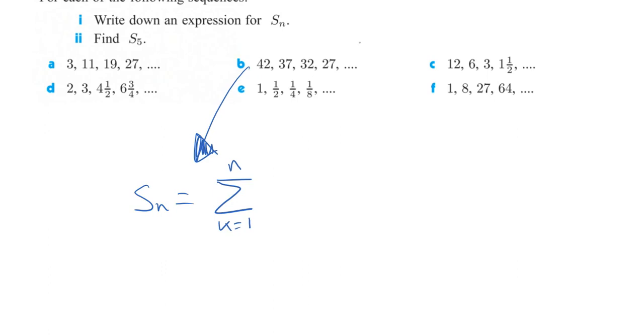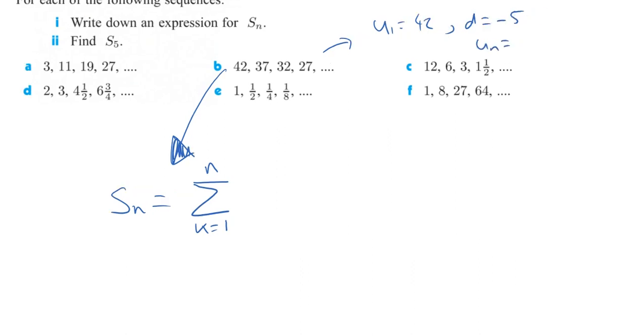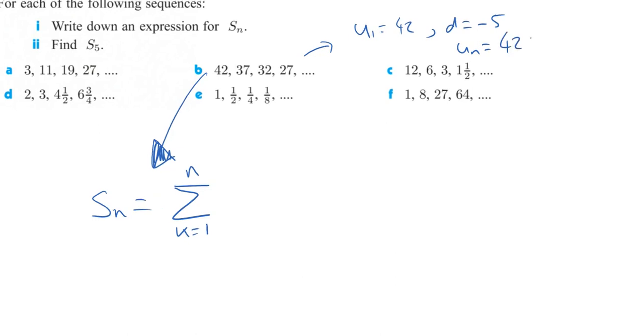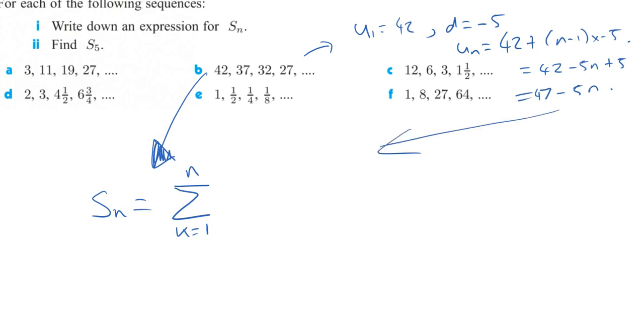So we could just very quickly say that U1 equals 42, D is equal to -5, Un is equal to 42 plus n minus 1 times -5, which is going to be 42 minus 5n plus 5, which is 47 minus 5n.